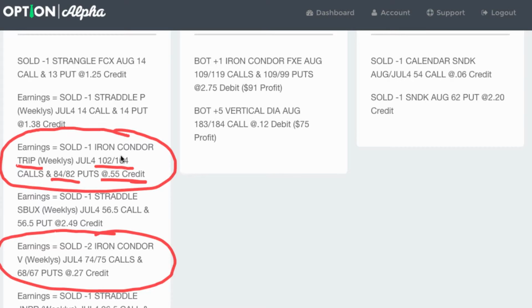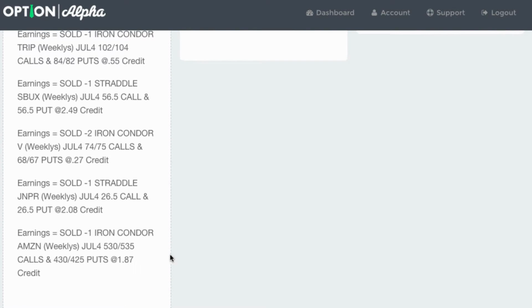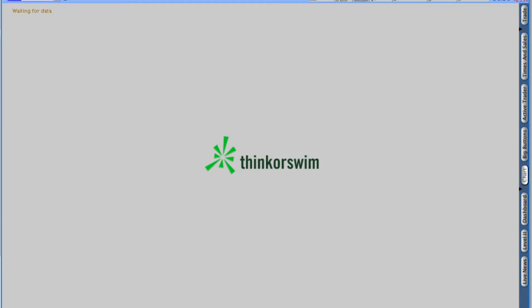That's the width of the strikes. Took in a nice premium of about $55. In Visa, we did things a little bit more narrow. Visa tends to be a big mover, so we want to do things a little bit smaller. We did the 74-75 call spread and the 68-67 put spread below the market for a $27 credit. A little bit lower credit than we wanted, but it still gets us beyond the expected move, and hopefully that might work out as well.